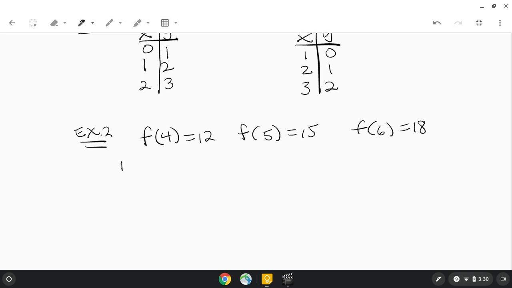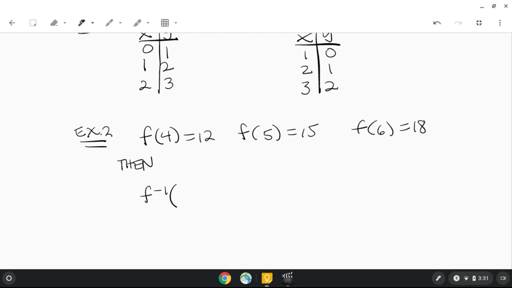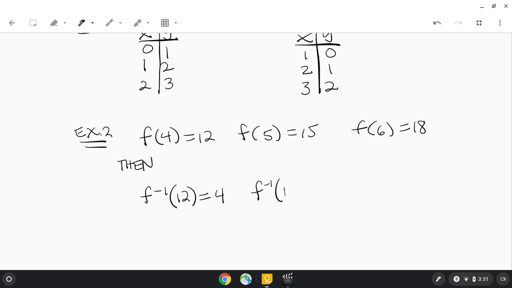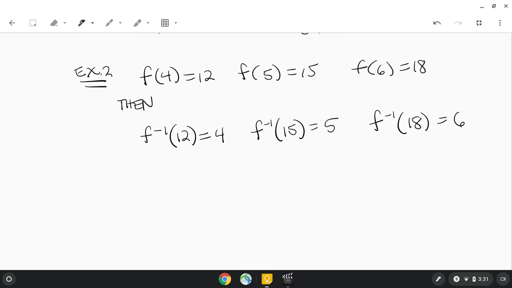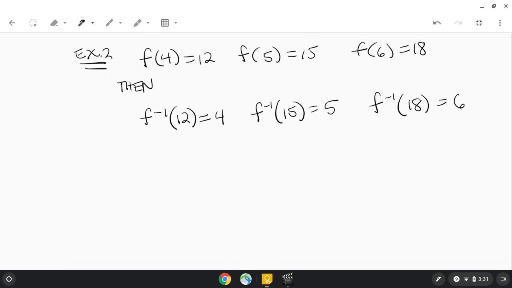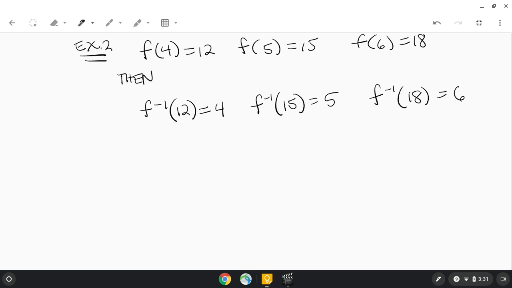Then for your inverse function, if you plug in 12, you should get 4. And if you plug in 15, you should get 5. And if you plug in 18, you should get 6. Again, the x and y values switch places with the inverse function. And the same thing will happen here if you're given a graph.